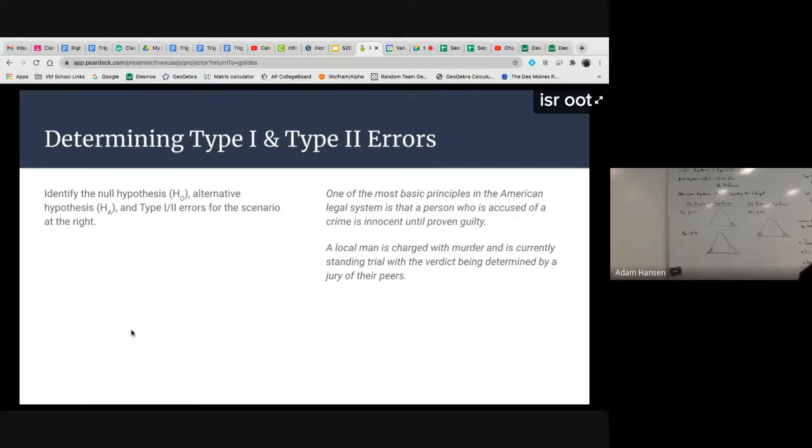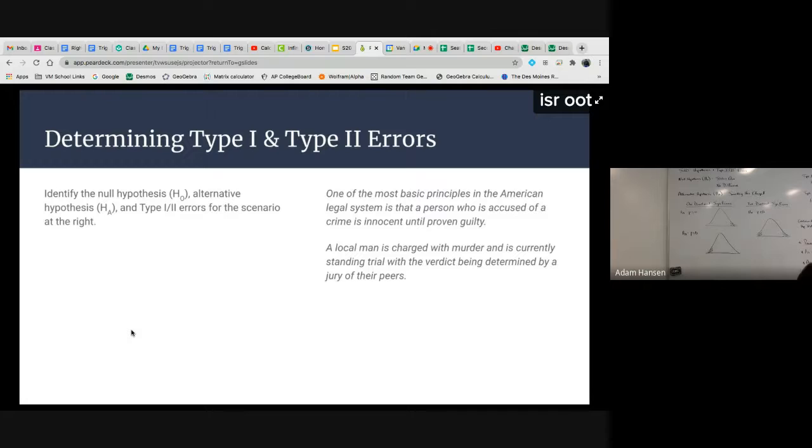What would a type 2 error be? This is usually the more serious, really bad scenario. Guilty, but they say you're not guilty. Usually a type 2 error is the, oh my God, really bad scenario, right? They're both bad, but usually a type 1 error you can live with more than a type 2 error. A type 2 error is a more serious offense than a type 1 error. What would a type 2 error be one more time?